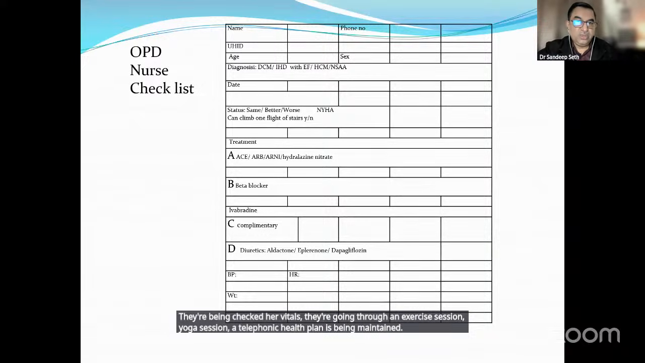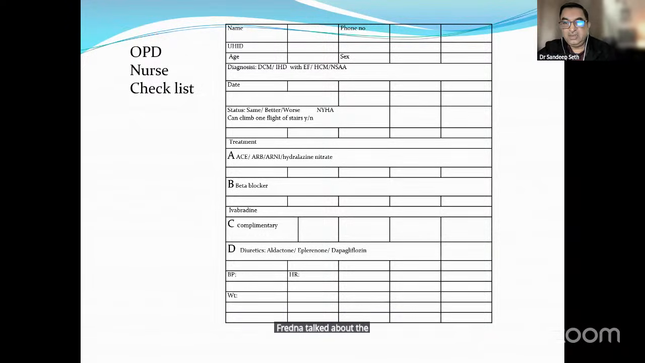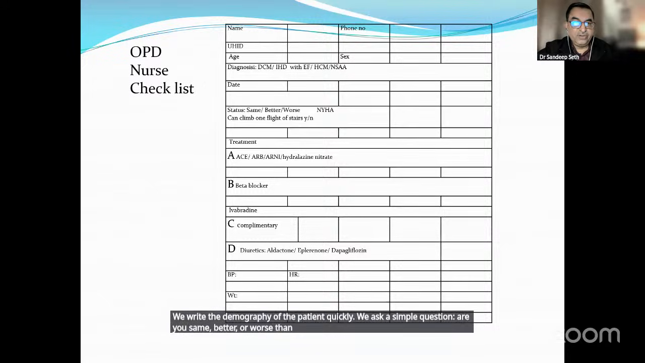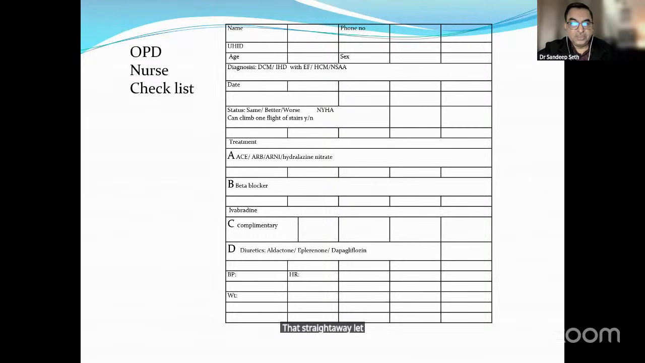Prerna talked about the heart failure checklist in the ward. This is the checklist that we use in a heart failure clinic. Very simple one. We write the demography of the patient quickly. We ask a simple question: are you same, better, or worse than before? Can you climb one flight of stairs? That straight away lets us know how the patient is.